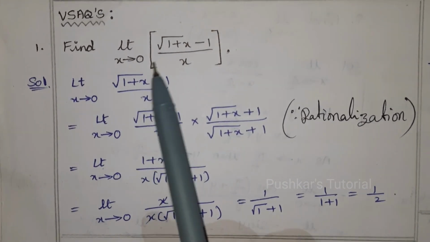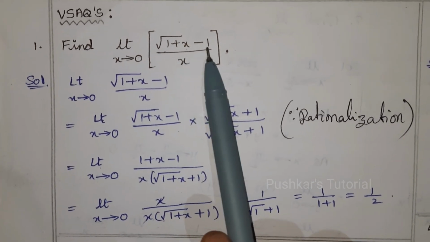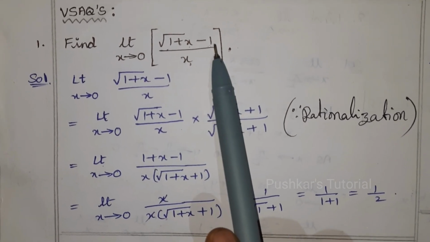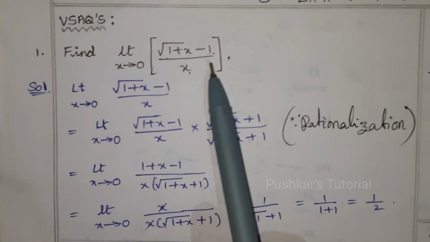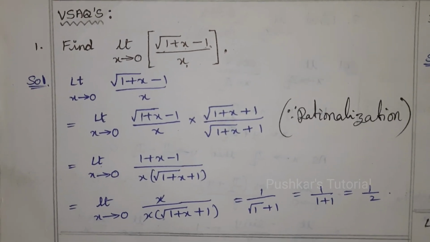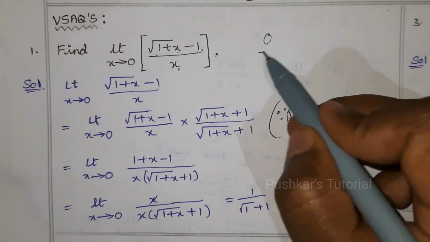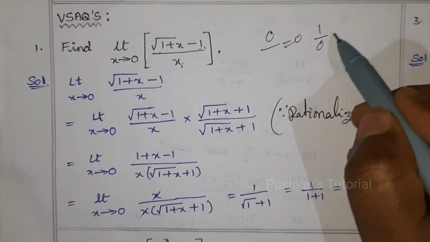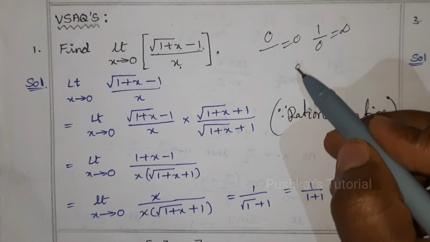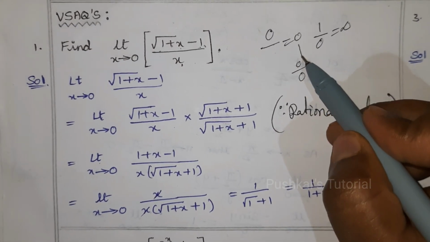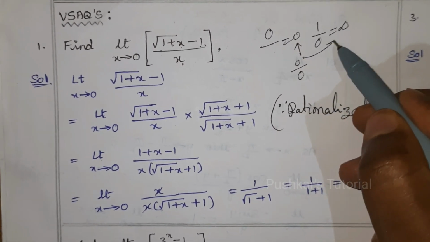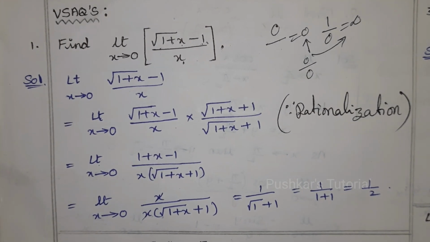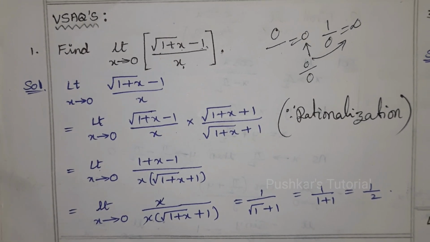So if you substitute 0 in the place of x, what will be? Root 1 minus 1 by 0. 1 minus 1 means 0. 0 by anything is 0, and something by 0 is undefined. But 0 by 0 means we can't decide whether it is 0 or infinity. In these situations we have to apply the formulas.